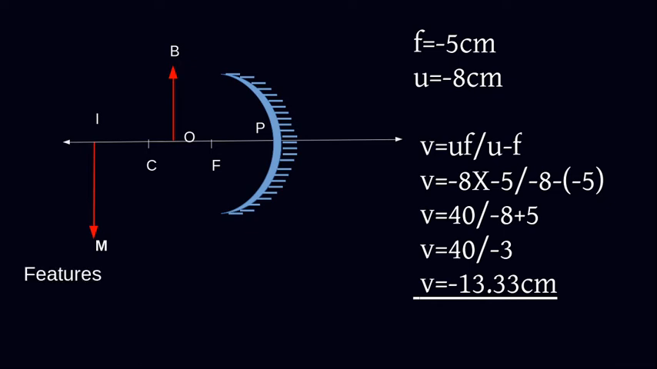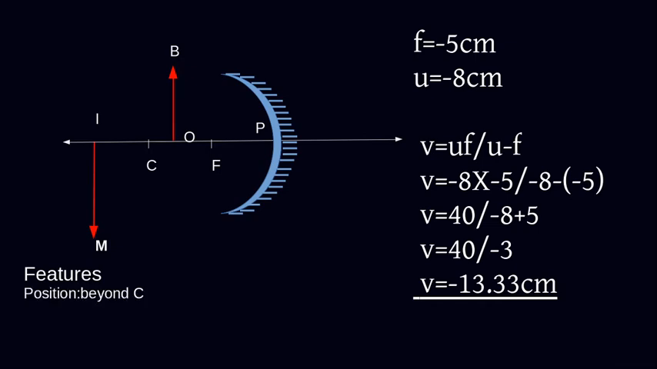Okay. Now what are the features? v is equal to minus 13.33 centimeter, that means the image is towards the left, and u is equal to minus 8, and focus you know that minus 5 centimeter. Double the focus means minus 10 centimeter, and the image, that is v, minus 13.33 centimeter. So it will be beyond C. C means minus 10, f means minus 5, C is double of focal length, so minus 10. After that, that means beyond C, v is minus 13.33 centimeter.